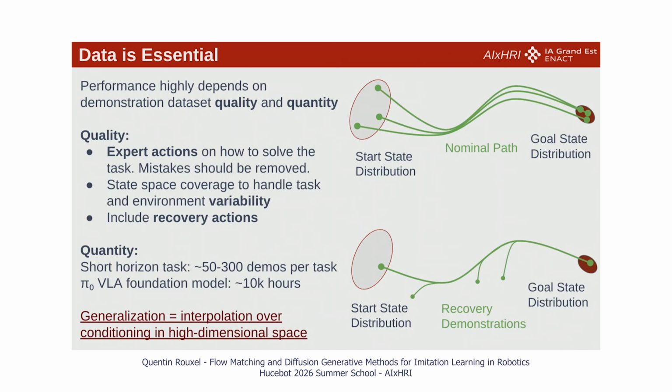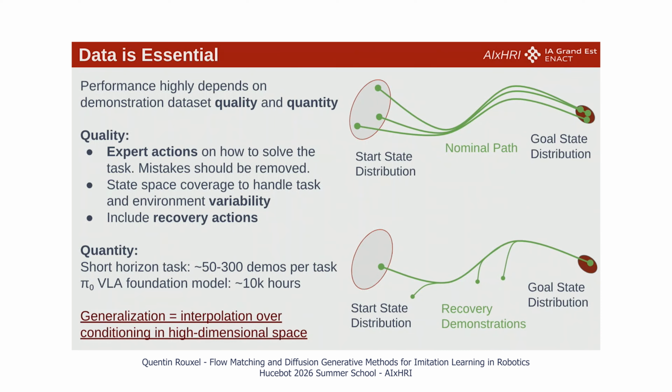Imagine you have a task that goes from some initial state, which is a distribution. So there are many kinds of initial states, and you want to reach a goal state. And usually, what you will do is ask your expert to solve the task. They will show how to. They will control the robot, and they will show you how to drive the task from the start state to the goal state, and they will show you the nominal action to be done.